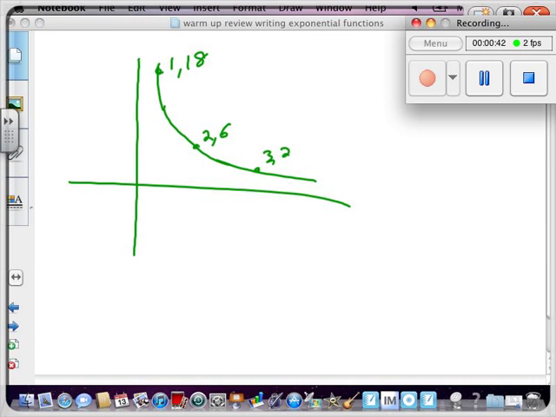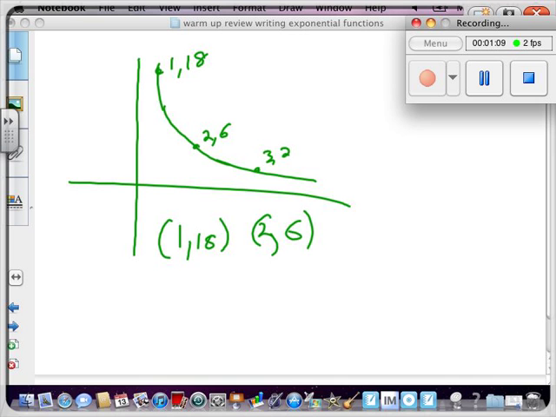Okay? So all you're going to do is you see this graph, you're going to pick two points. For example, I would pick (1, 18) and (2, 6). And then it's just like the problems we were just doing.